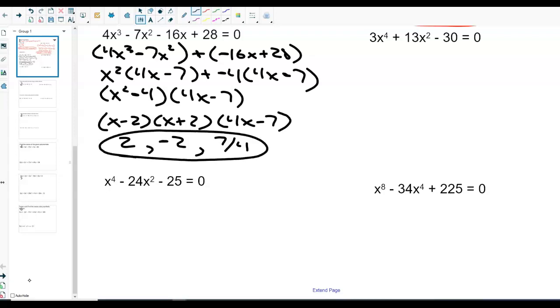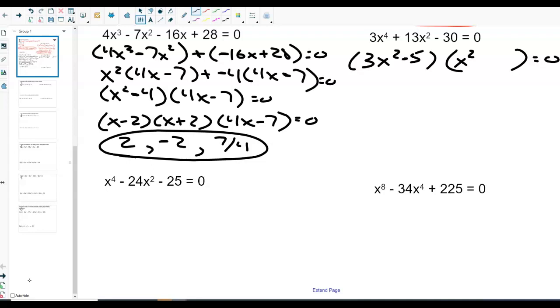That 3x to the 4th, you're factoring it normally. The only difference is we get 3x squared and x squared. That's really it. Actually, I should have my equal zeros here. Sorry about that. All right, and then my factors of 30, I'm going to use minus 5 and plus 6. And that'll get me to a positive 13x squared. There's nothing else that can be factored here, so I set them both equal to 0.